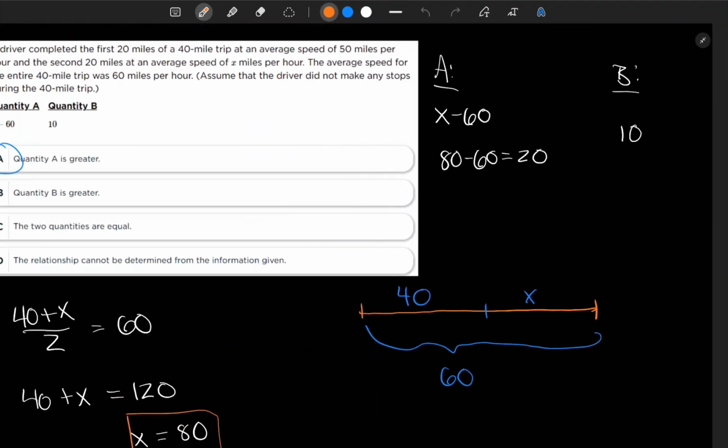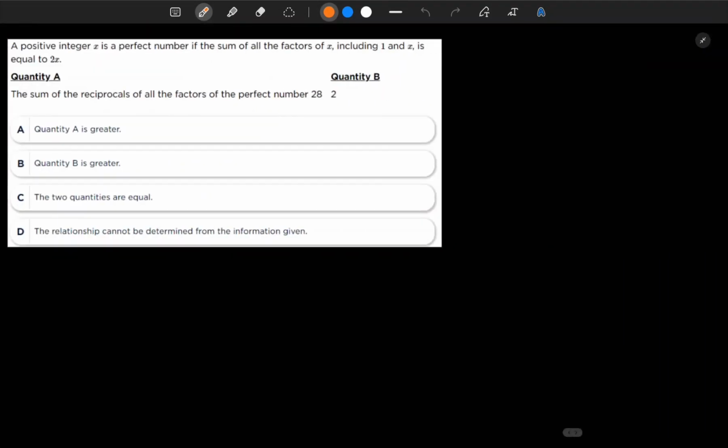Next, moving on to the final problem, we have the following. A positive integer x is a perfect number if the sum of all of the factors of x, including 1 and x, is equal to 2x. We wish to compare the following quantities. Quantity A is the sum of the reciprocals of all of the factors of the perfect number 28, and quantity B is 2. So first, we should write out all of the reciprocals, or at least all of the factors of the perfect number 28.